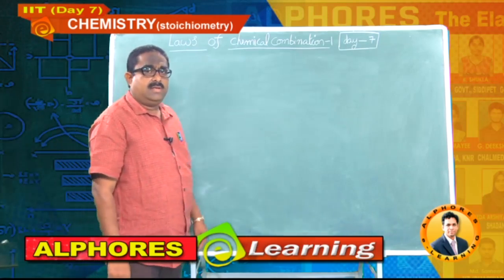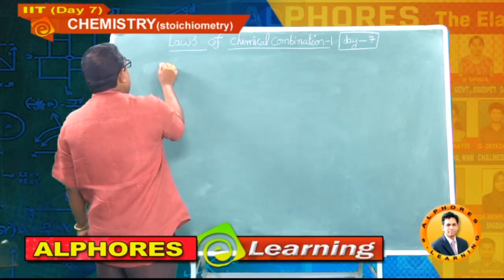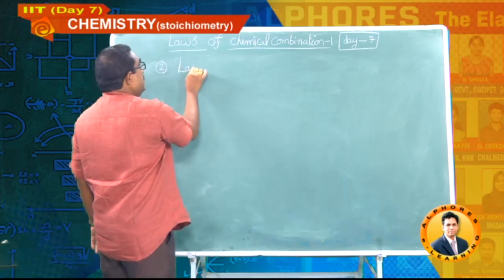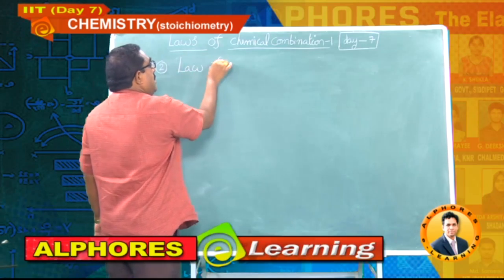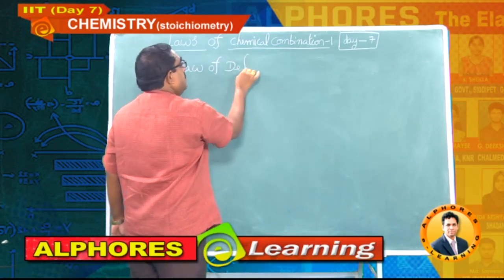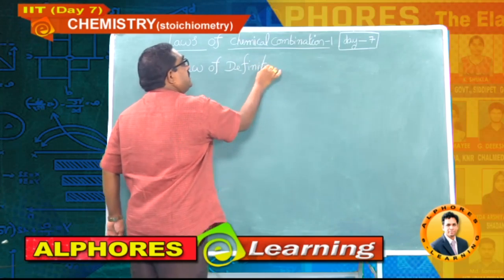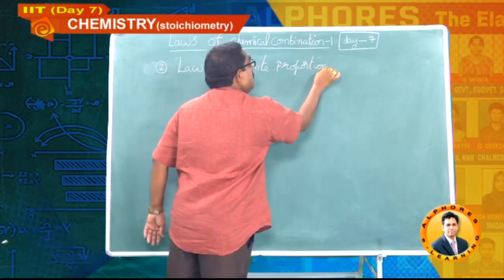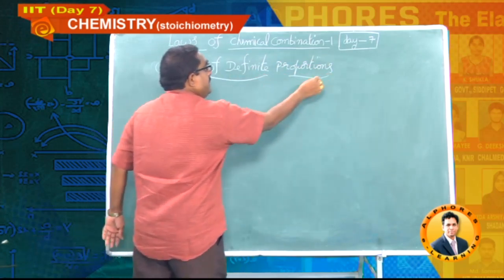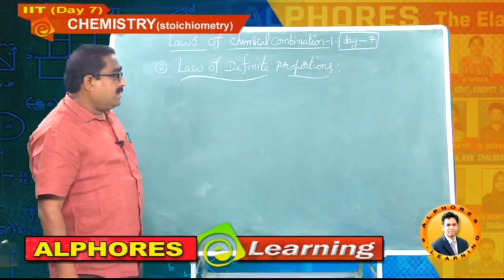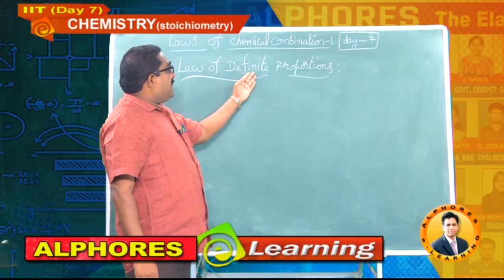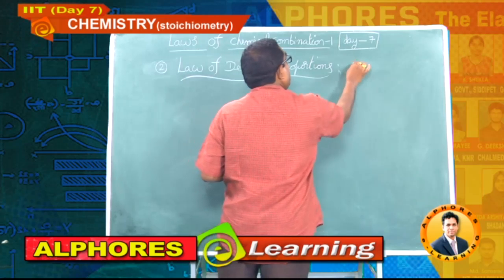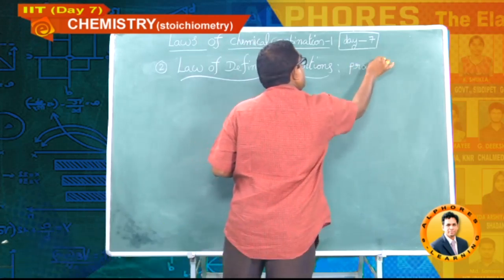Now you will go for the next law, second one. Note down, students. Law of definite proportions. Law of definite proportions, or you can also write it as law of constant proportions, and this was given by the scientist Proust.